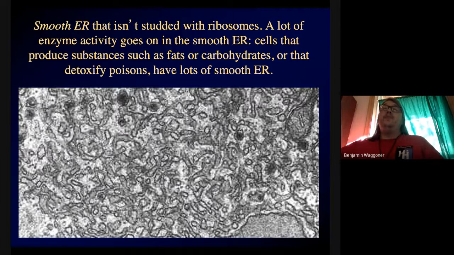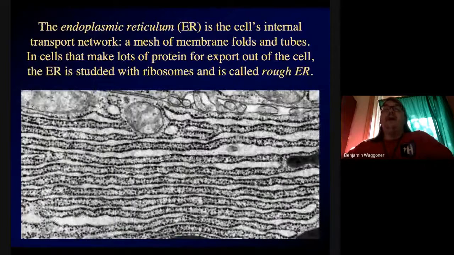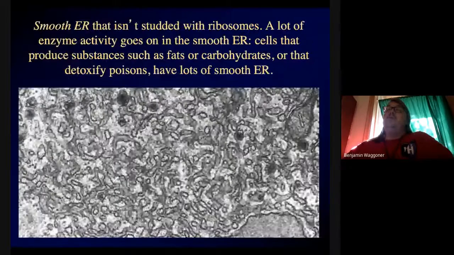So cells that produce enzymes that break down poisons have lots of smooth ER. Cells that produce substances that aren't proteins, like fats or carbohydrates, would have lots of smooth ER as well. And it looks smooth, sort of, because it's not studded with ribosomes, right? Here you can see a lot of the black specks that are ribosomes. This is not peppered with the same kind of black specks.